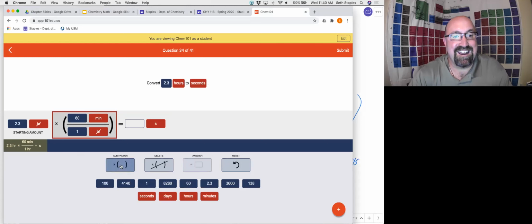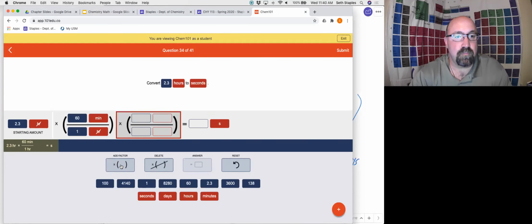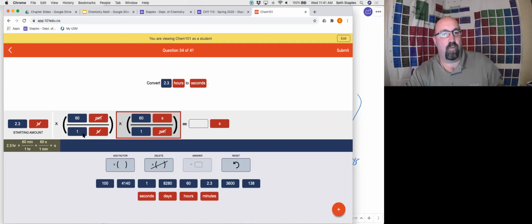We need to add in another conversion factor now in order to get from minutes over to seconds. You can see that we want minutes to cancel out, so we're going to put that down bottom. We want to end up with seconds. And we know that there are 60 seconds per 1 minute. And so now it's keeping track of it for us down here as well. And so we can see from our units that everything that we need to cancel out is canceled out. We're left with seconds, which is what we want. So it looks like we might be done.